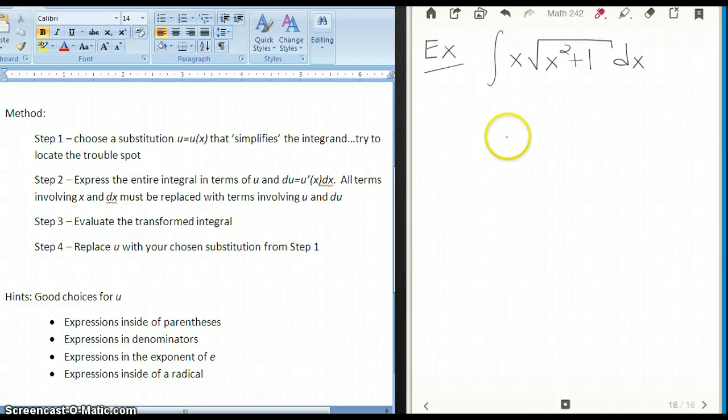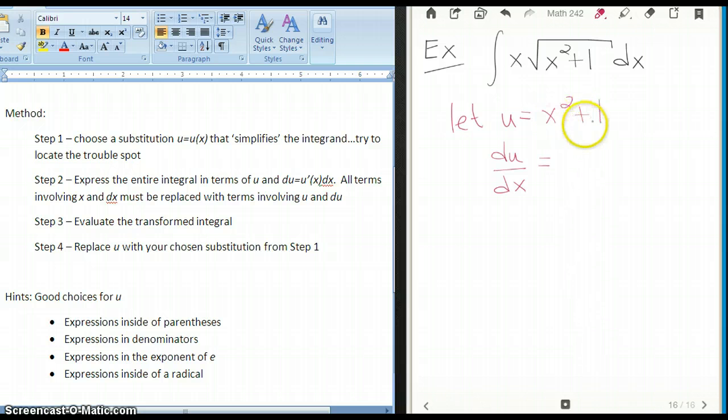You know what? If it's a bad choice, then our work will just get messier and messier, and it won't simplify down to something we know the antiderivative of, and maybe we can just erase it and try something else. Okay, so for our suggestion here, let's try u, which is, let's try the inside stuff, x squared plus 1. Okay, again, when I'm at this point, I now need du, so I better find du dx. Okay, so I need to see how du and dx are related.